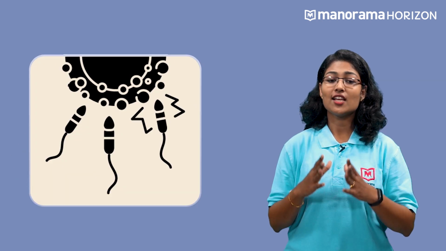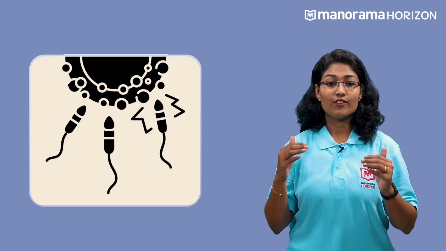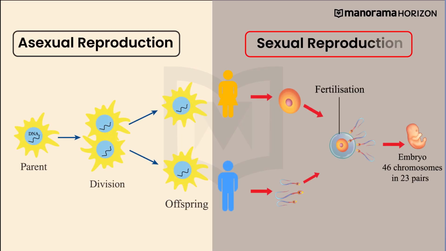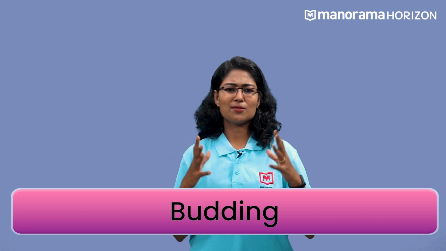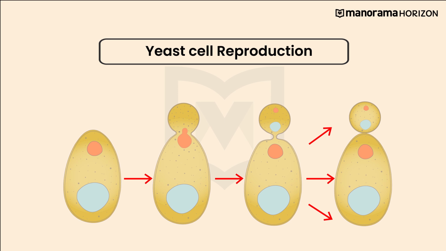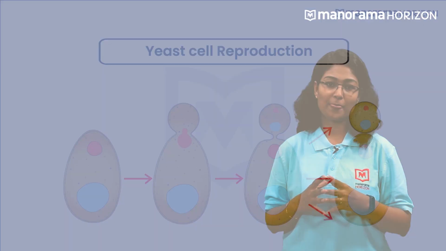Let us discuss. Reproduction is a process of producing offspring with features similar to those of the parents. So there are two types of reproduction. They are asexual reproduction and sexual reproduction. Now let's focus on a few organisms and their reproductive criteria. First is budding. So what is budding? It is a type of asexual reproduction noted in yeast and hydra.